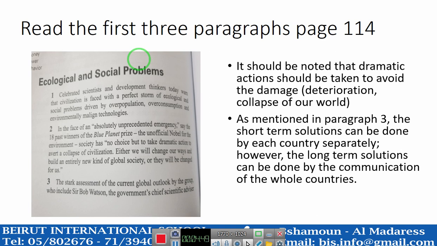As mentioned in paragraph 3, the short-term solutions can be done by each country separately. However, the long-term solutions can be done by the communication of the whole world. That means we have short-term solutions and long-term solutions. Short-term solutions can be taken by each country separately, whereas the long-term solutions should be done through the collaboration of all of the countries together, taking certain steps and strategies to be able to reduce the problem.